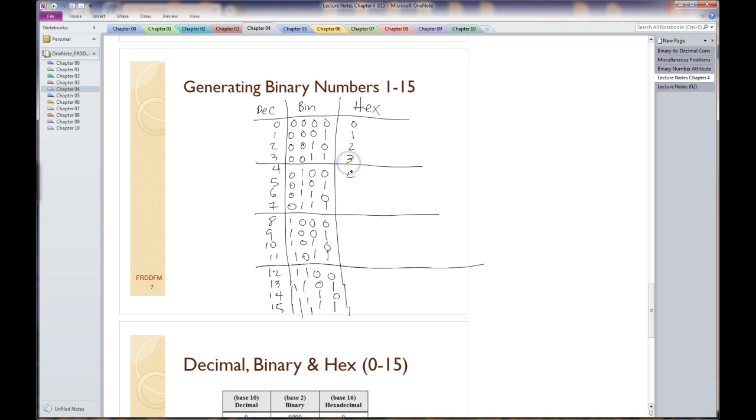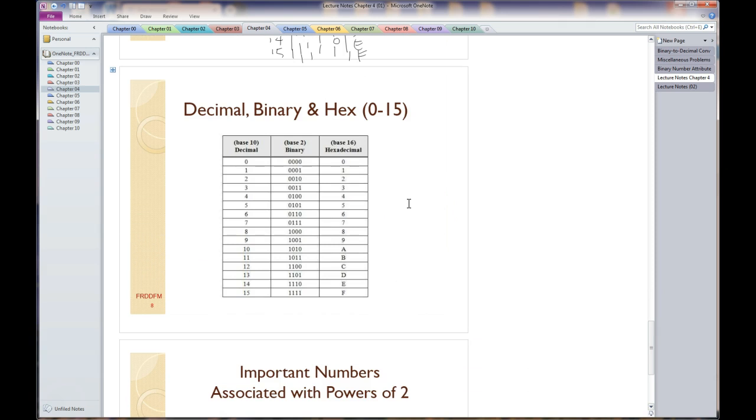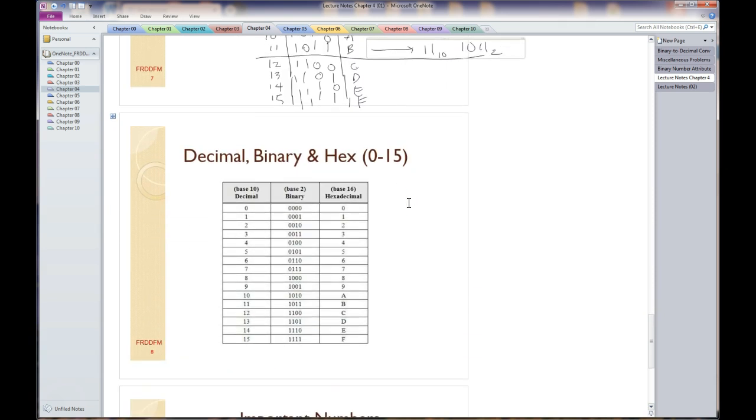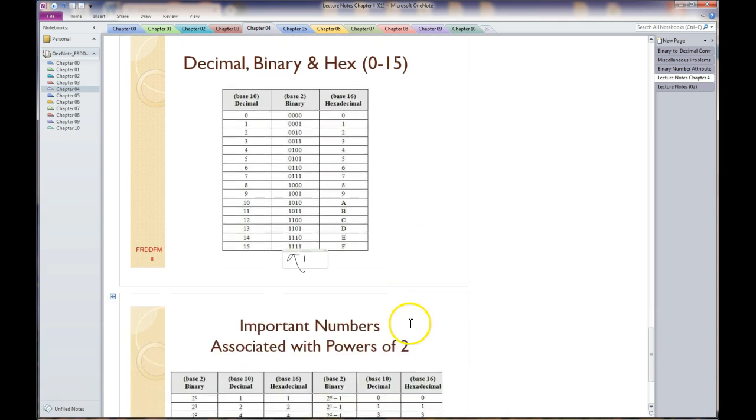2, 3, 4, 5, 6, 7, 8, 9. After 9, I run out of standard decimal digits and I switch to alpha characters, A, B, C, D, E, F. So for example here, B is 11 decimal, or 1011 binary. You've got to memorize these. The quicker you memorize these, the better off you'll be. Here's the table in all of its glory. Once again, we generally represent a binary using 4 digits, 4 bits. It's for reasons you'll see later. It's very effective. You'll see that in the next chapter.